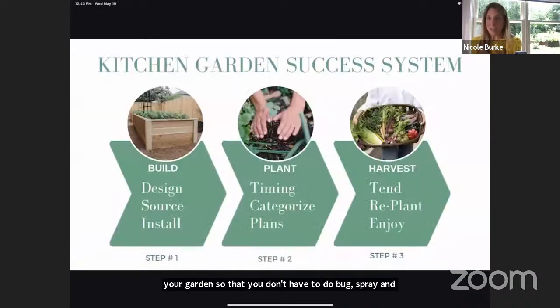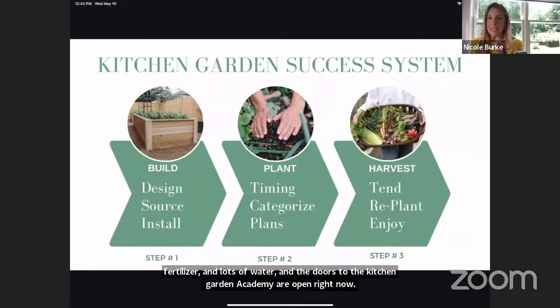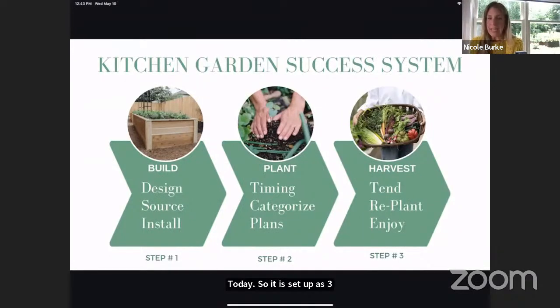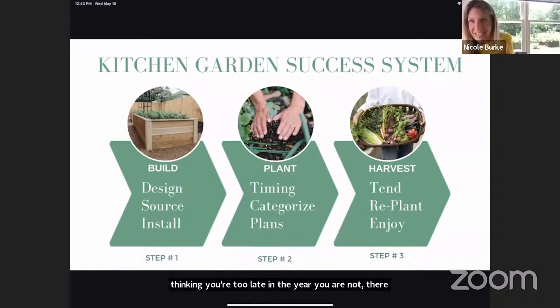And the doors to the Kitchen Garden Academy are open right now, today. So it is set up as 3 steps. First, you build, then you plant, and then you harvest. And if you're thinking you're too late in the year, you are not. There is so much time to set up your garden. The one you see behind me, I set up at the end of July last year. All right. So you've got a long time to get ready.